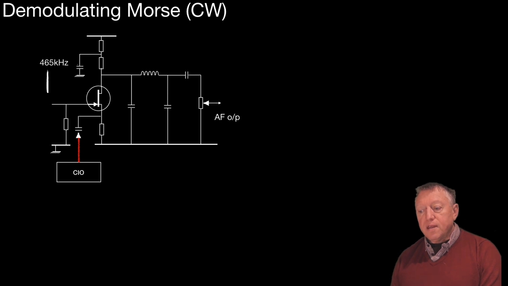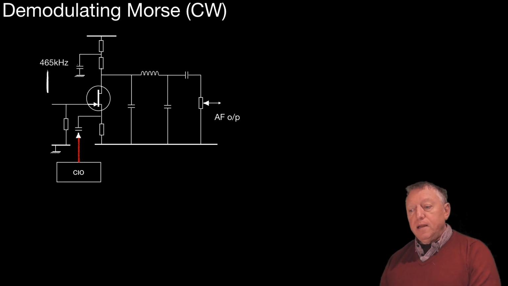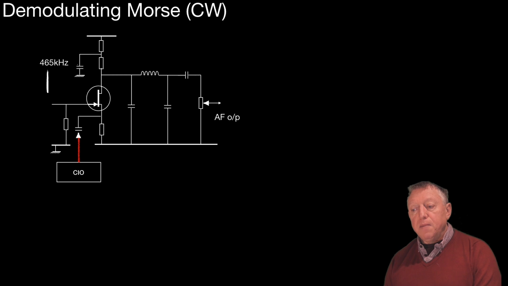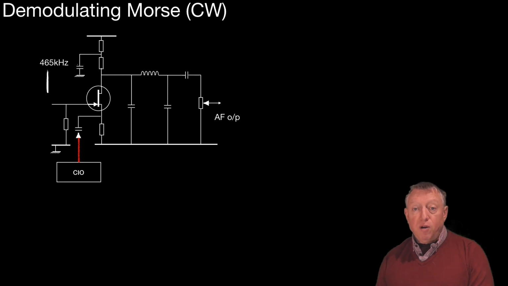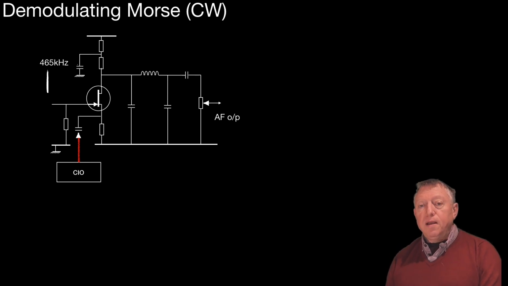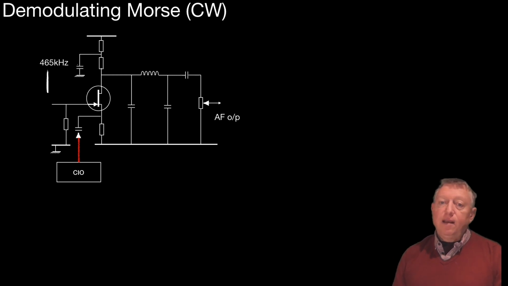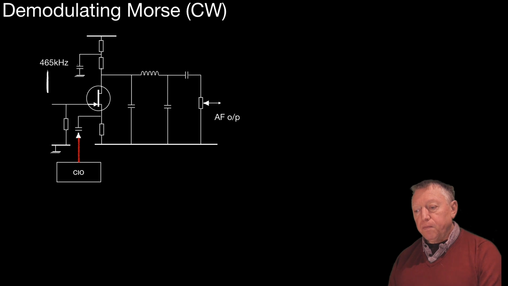So if we use the same demodulator and we had some Morse coming in, I've shown there a single frequency at 465 kHz coming in. Now that will be either present or not present, depending whether the distant end key is down or not down. Remember, Morse is simply the presence or absence of a carrier wave. There is no modulation, no amplitude modulation of that carrier wave other than it's present or it's not present.